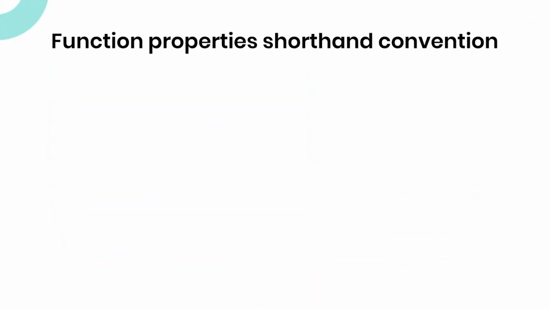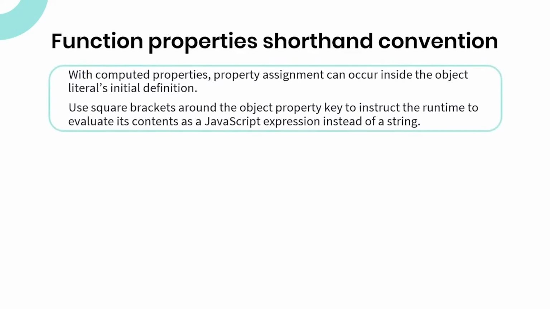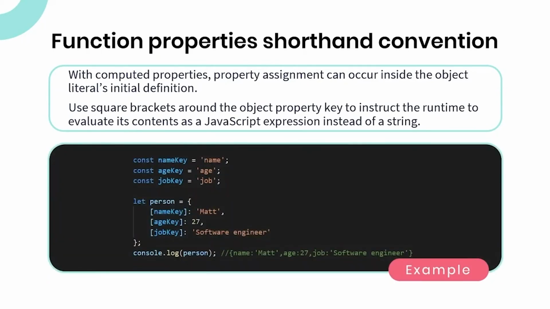And then we have the function properties shorthand convention. With computed properties, the property assignment can occur inside the object literal's initial definition. Square brackets around the object property key instruct the runtime to evaluate its contents as a JavaScript expression instead of a string, like in this example.